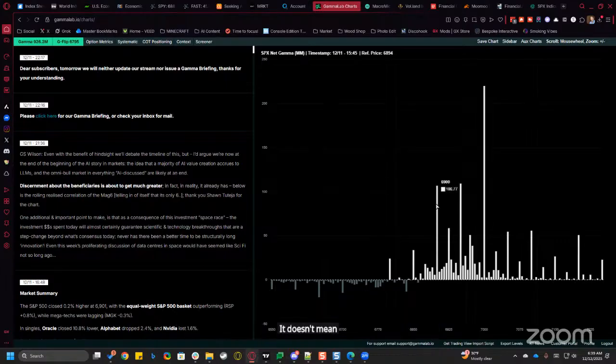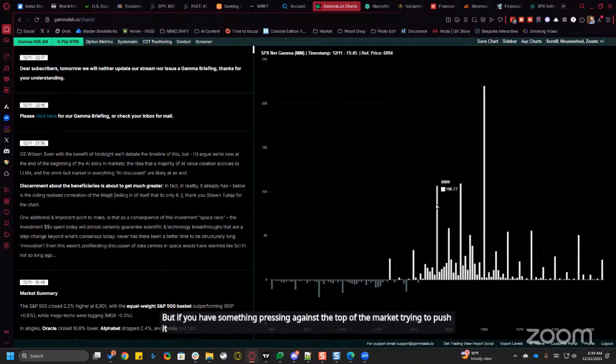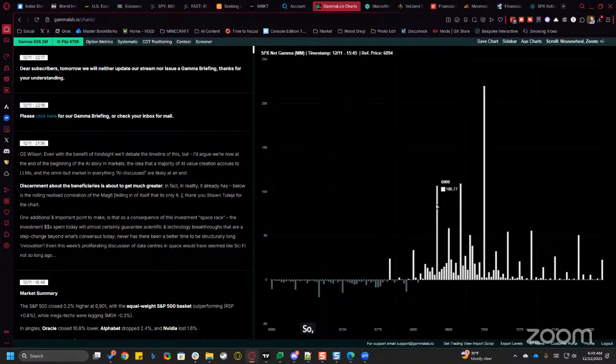It doesn't mean we're going to go down, but if you have something pressing against the top of the market trying to push it down, it makes it harder to go up. So while I'm pointing this out and saying there's opportunity for us to see some call selling, don't read that as bearish on its own, just that it would be harder to stay bullish.